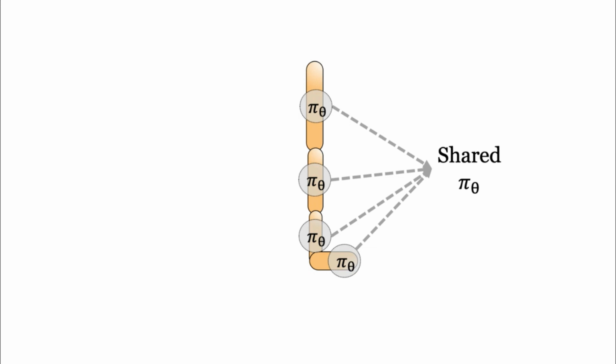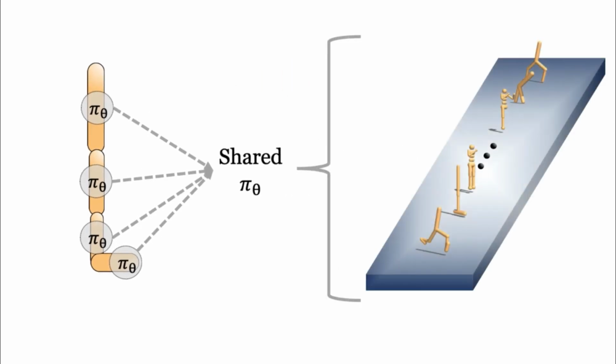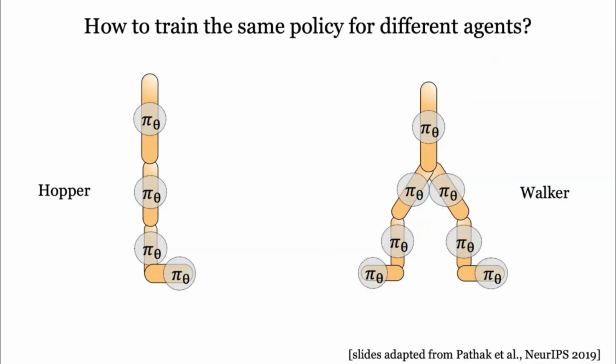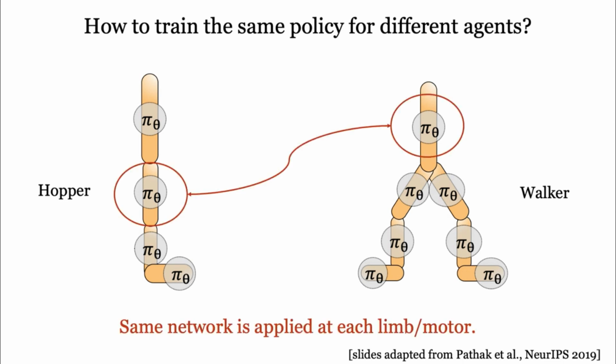Our objective is then to learn a single policy pi that controls one limb at a time and share it across all the limbs of the agent and across all the limbs of all other agents. But how do we use the same policy for different agents if they have different numbers of limbs? Well, it's very simple. Since the policy acts on each node individually, we may just as well use the same policy for a different agent and apply it to each motor directly. Take the example here, where we have a hopper and a walker, which have different shapes and different numbers of motors. We simply apply the same network at each motor location.